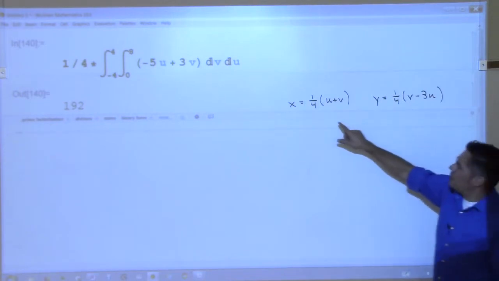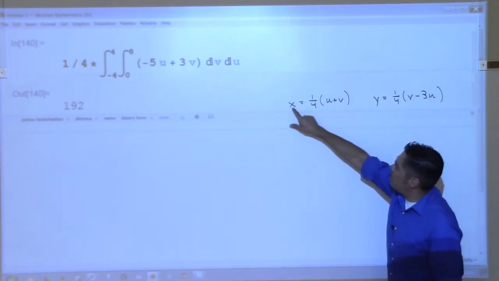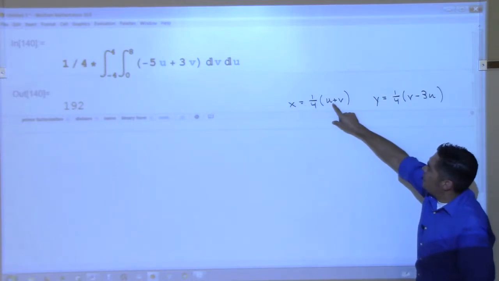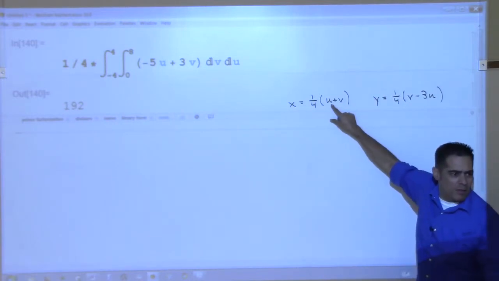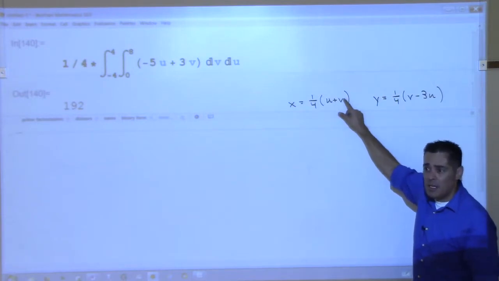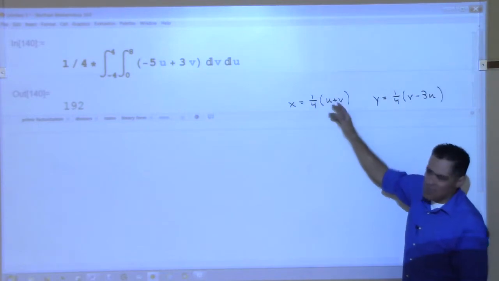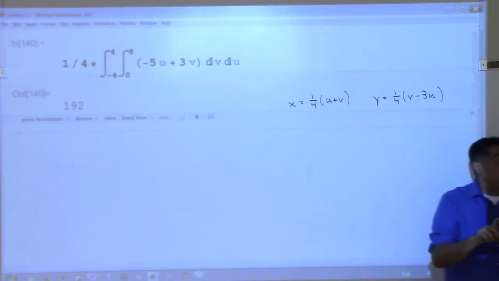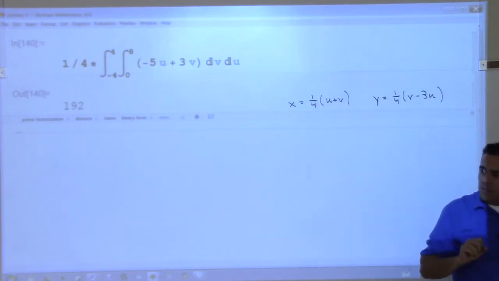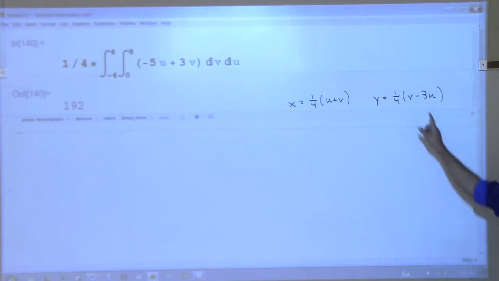So you can tell it's a linear transformation because x is becoming something in terms of u and v, but these right here, they're not squared, there's no square roots, it's not u times v, it's u plus v, right? And then of course there's some numbers in front, but it's linear, u to the first power, v to the first power. This is also linear.